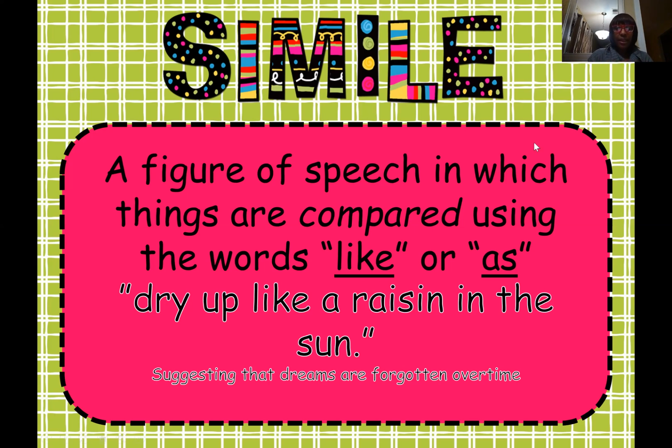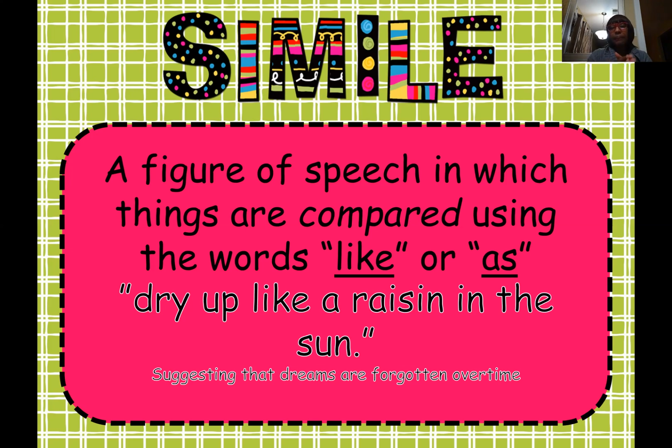So what I have down here, dry up like a raisin in the sun, is basically suggesting that dreams are forgotten over time. So not only are we going to identify the similes, we really need to begin discussing what the similes actually mean, so that you're better able to understand the poem.